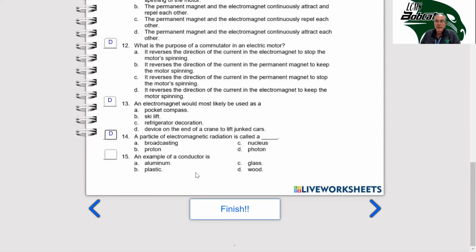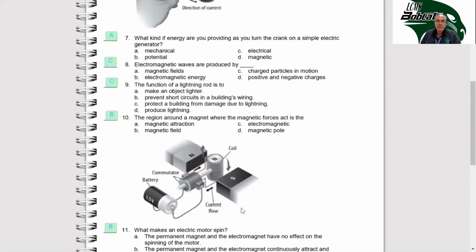An example of a conductor is something that allows electricity and heat to flow easily. Metals are usually good conductors. A, aluminum is a metal, so that sounds correct, but let's check. Plastic, no. Glass, no. Wood, no.